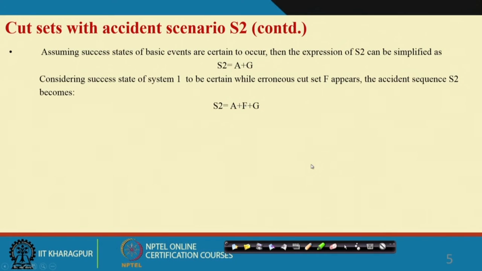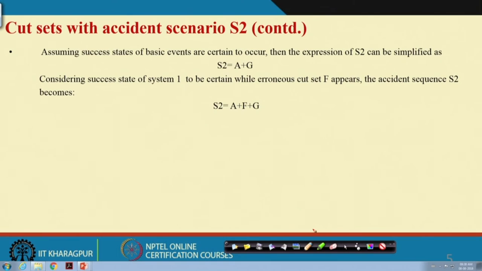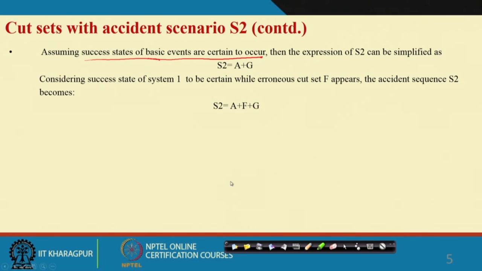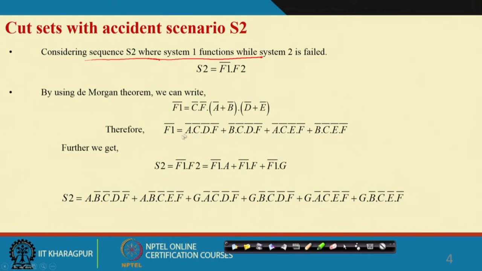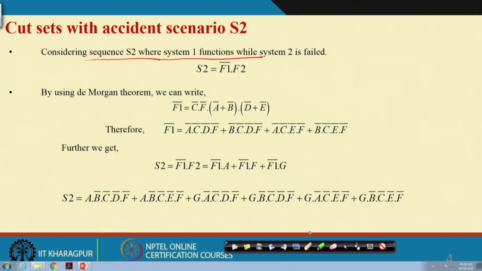So what will happen? There are two situations. Situation 1: if we consider that the basic events are certain to occur, the success states of basic events are certain. What does it mean? What are the success states for the basic events? A bar, B bar, C bar, D bar, E bar, F bar are all success events from the basic events. If we assume that all success events are certain to occur, because that is obvious for a high risk plant, and that much reliability should be there, then what will happen?